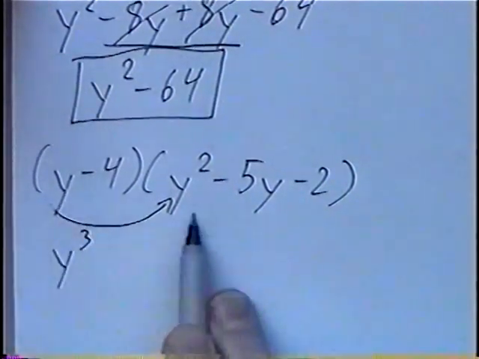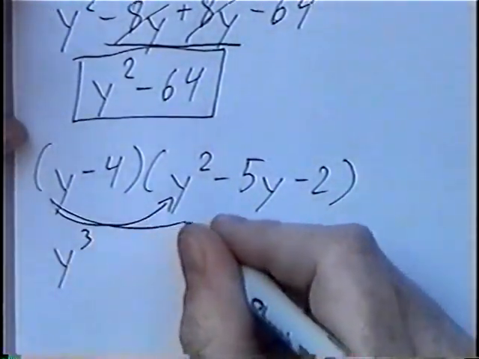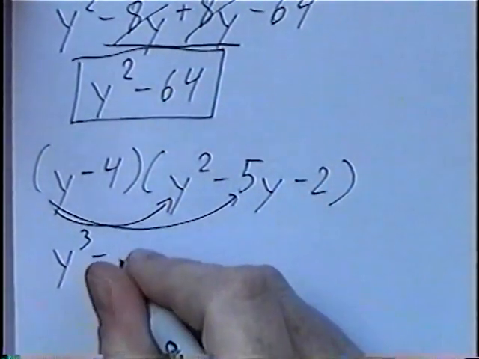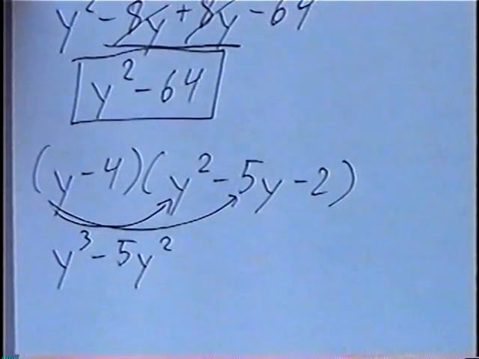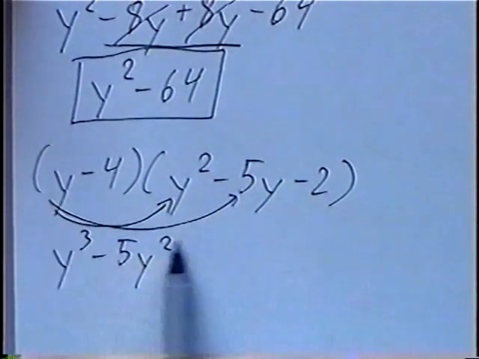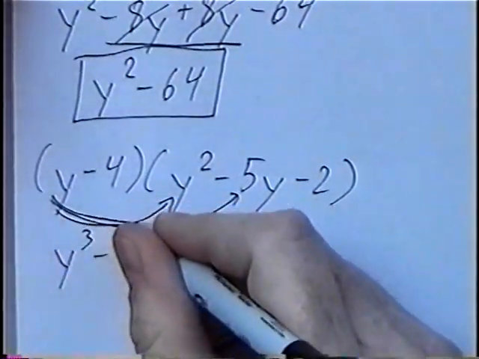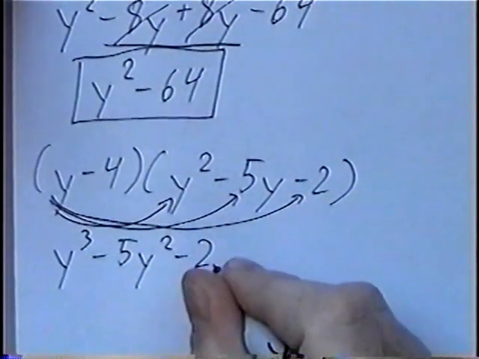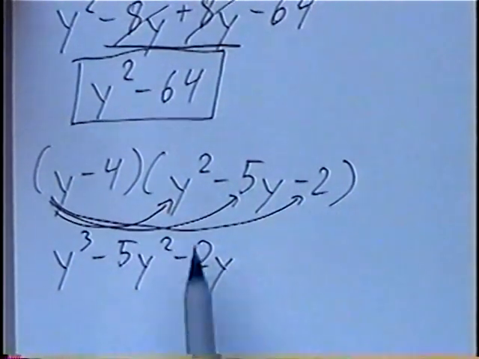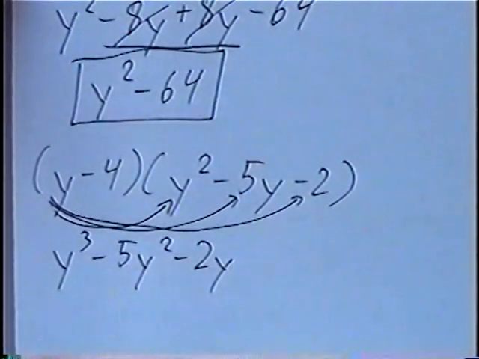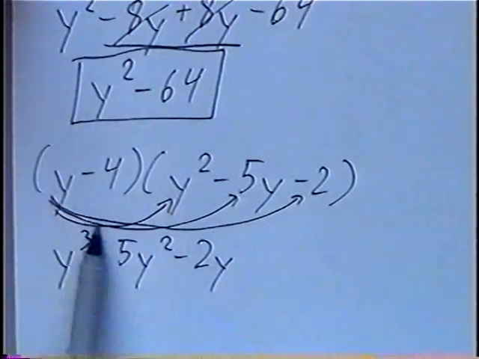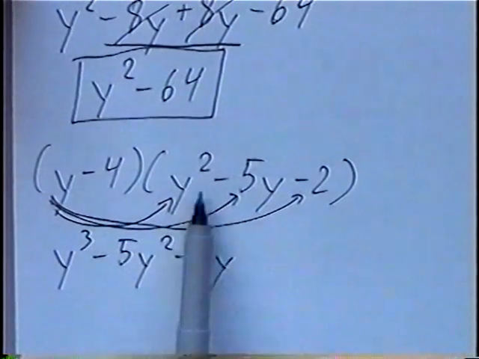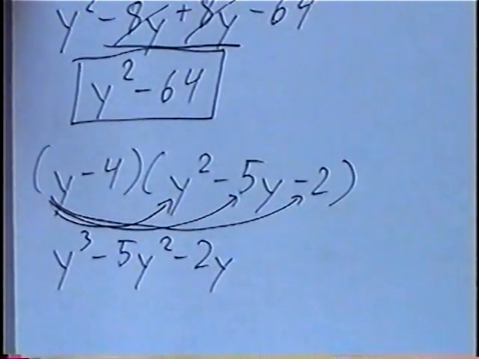Second step, y times the middle term in the second parentheses. Y times a negative 5y would be negative 5y squared. And y times the last number in the second parentheses. Y times a negative 2 would be negative 2y. And again, when you have a trinomial, three terms, we'll take the first term, multiply that 3 times, and we'll also take the second term, negative 4, and multiply that 3 times.